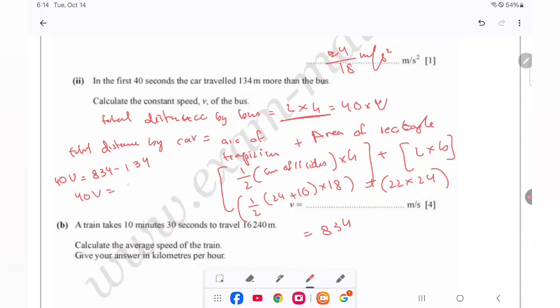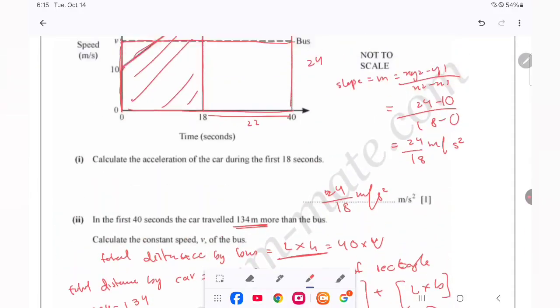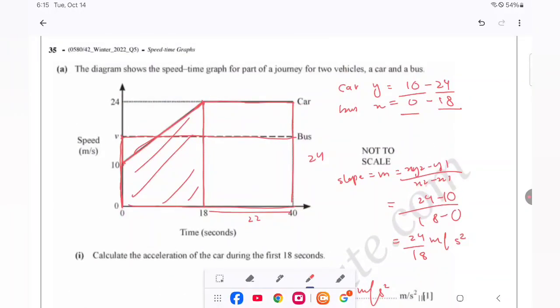40V is equal to 700. V is equal to, if we divide 700 by 40 on both sides, 17.5. This is our value of V. And when we subtract the total distance traveled by the car, which is equal to our 40V, this is our rectangle area.